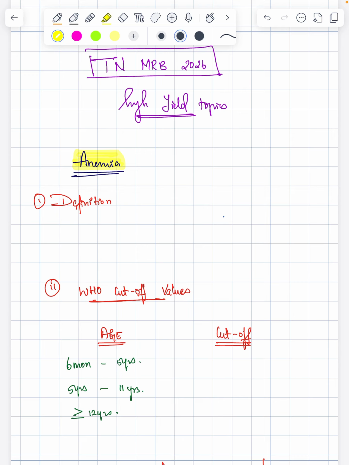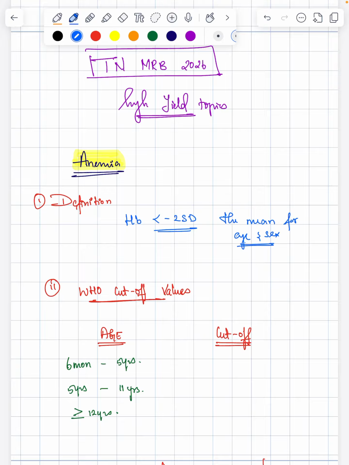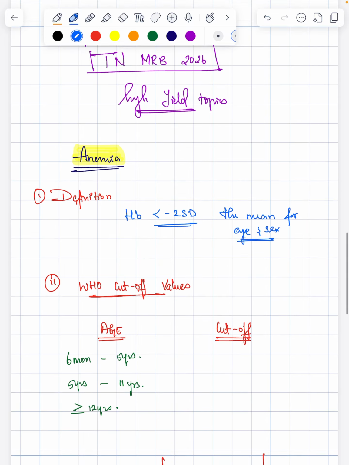So what is the definition of anemia? The definition of anemia is when the hemoglobin is less than -2 standard deviation from the mean for age and sex. So when the Hb, that is hemoglobin, is less than -2 standard deviation from the mean for the particular age and sex, that is the definition of anemia.